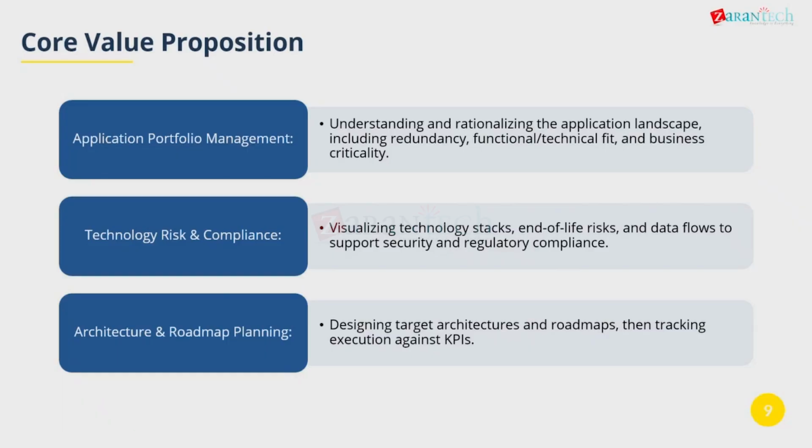Okay, so architecture and roadmap planning is the third proposition, which is designing the target architecture, as I was saying, and roadmaps, and tracking them against the KPIs. KPI, I believe you all already know, the key performance indicators, which indicate whether you have met or not met the standards, quality, SLAs, and other things. Okay, so I think we are clear till now. Any questions before I proceed? Any questions on the technology risk and compliance, guys? Because that is also important. Okay, so we'll move to the next slide.